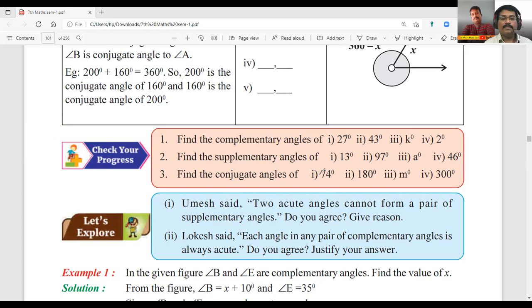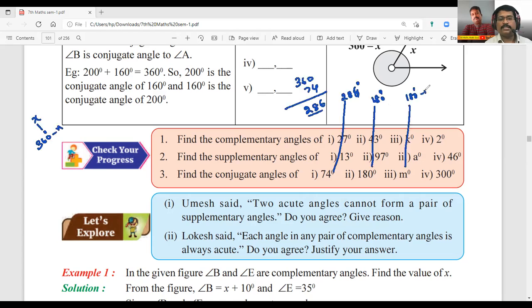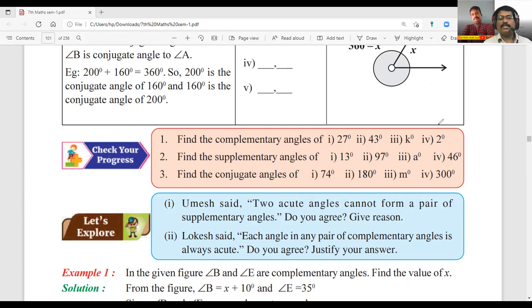So 360 minus 75. I need to take this 360 minus 75, which is 285. Sorry, 285. Then automatically this is 180 degrees, then automatically this is 180 minus m. Next, automatically this is 60 degrees. Okay, it's over.